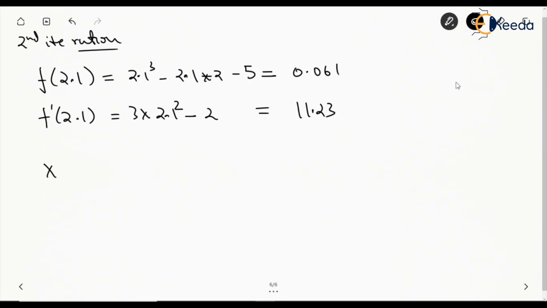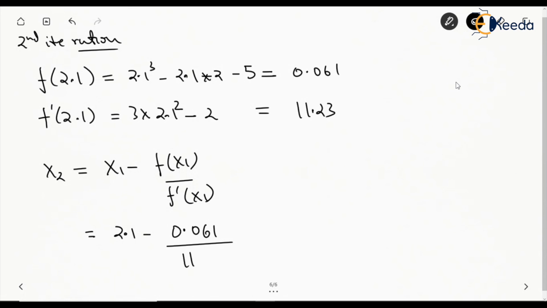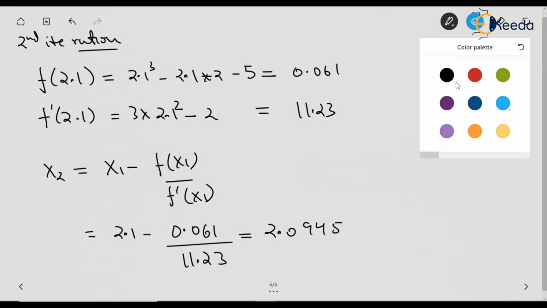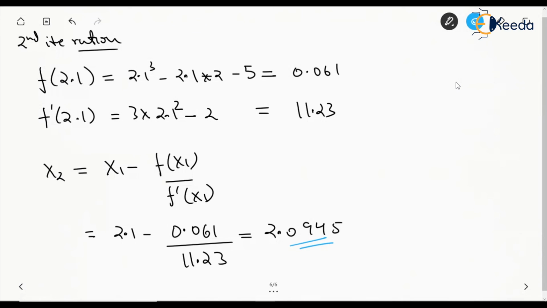So x0 is there, x1 is there. Now x2 will be x1 minus f of x1 by f dash of x1. So this becomes 2.1 minus 0.061 divided by 11.23. This is actually 2.0945. So this is our second iteration value and this will be the answer for this case. Second iteration, this is x2. So this will be the answer.